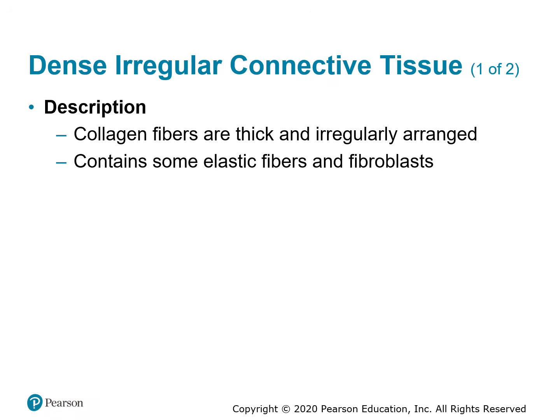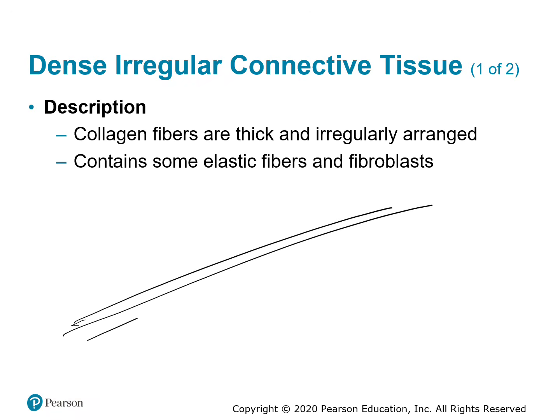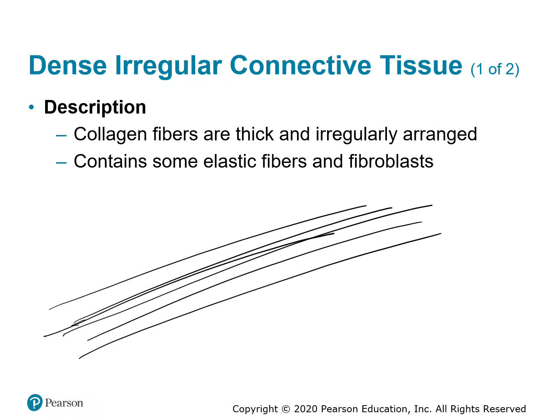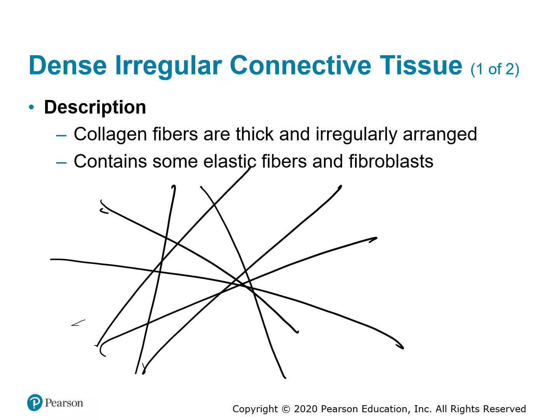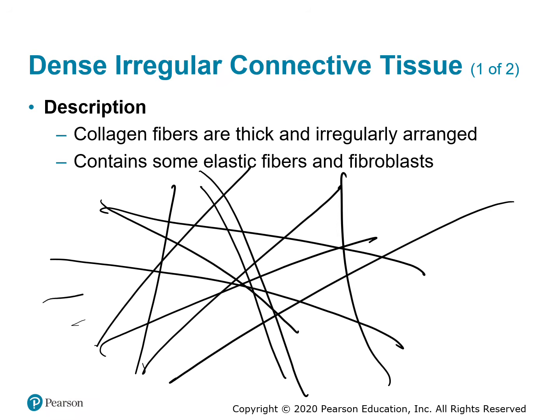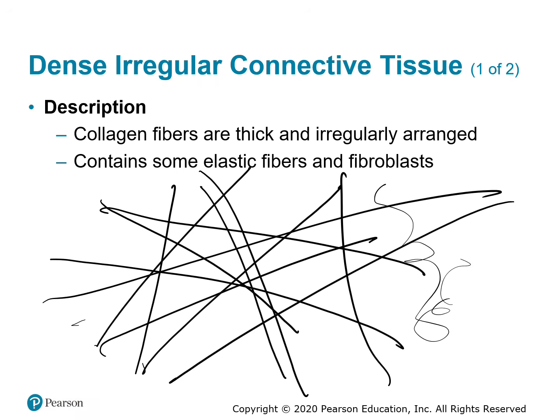Dense irregular connective tissue will have collagen fibers that are thick, but they are helter-skelter, right? In regular, they were pretty organized. In irregular, they will be thick and kind of all over the place. You will have some elastic fibers, an occasional elastic fiber here being curly and cutie over here. And you will have what kind of cell? Fibroblasts. You see fibers, you think fibroblast.